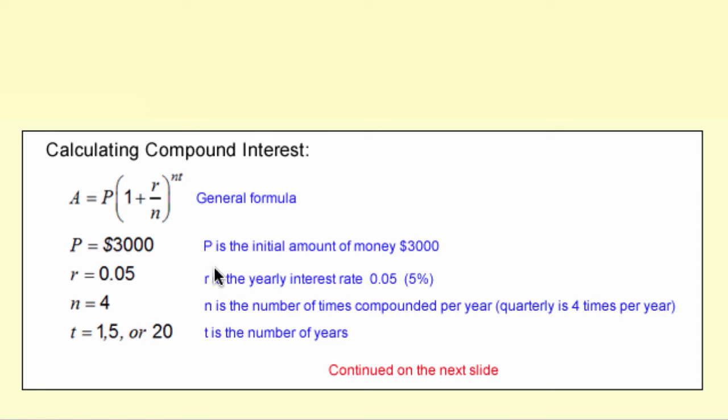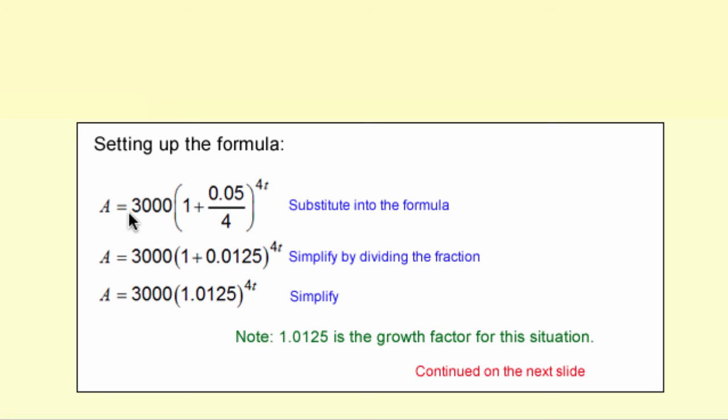Situation is you have $3,000 in savings that earns 5% interest compounded quarterly. Write a model for this situation. So here's the formula. It's $3,000, which is the initial deposit, and that's the annual interest rate divided by the number of times it's compounded, and that's how you create the growth factor. And the 4t, that represents that it's compounded 4 times per year.